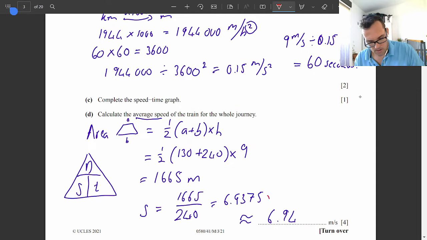But I mean, if you give both the full answer and the rounded answer to 3 significant figures, they've got no reason not to give you full marks.